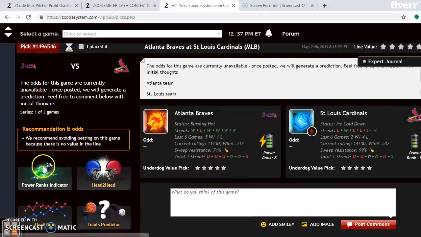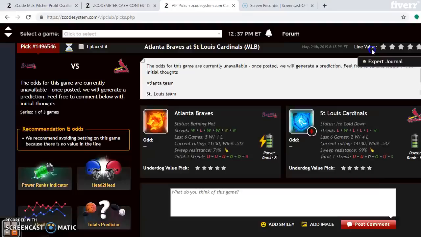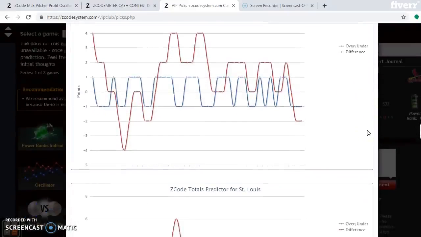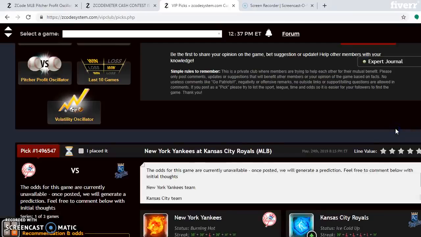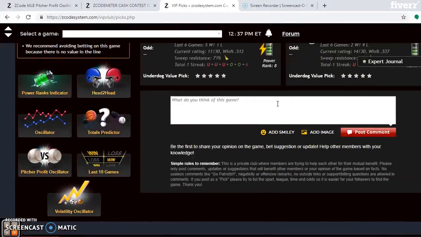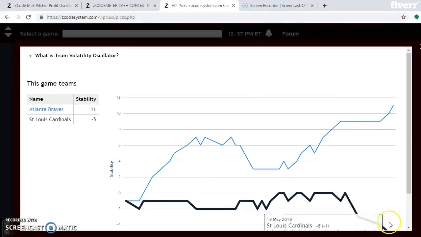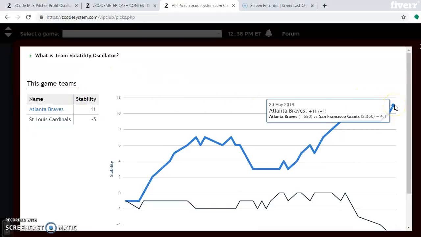The power rankings indicator shows that the Braves are at plus 19. The Cardinals are at plus 14. The Braves have a slight advantage there. If you look at the totals predictor, betting the over-under on this one, well, let's see. Atlanta is trending under in their games. St. Louis is also trending under, so a safe play is to bet the under for the games in this series. Which team has been the most consistent? Well, let's look at the volatility oscillator. You can see that the Cardinals have been very inconsistent at minus 5, and the Braves have been consistent with their favorite or underdog status.